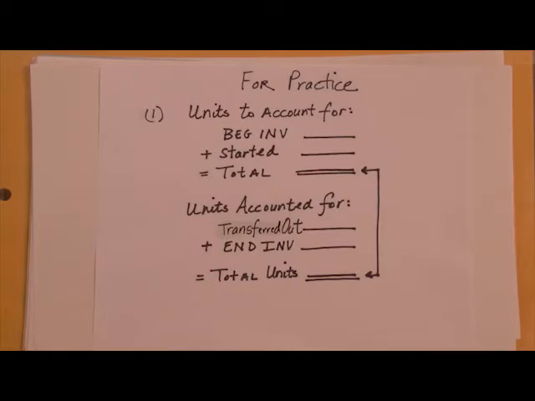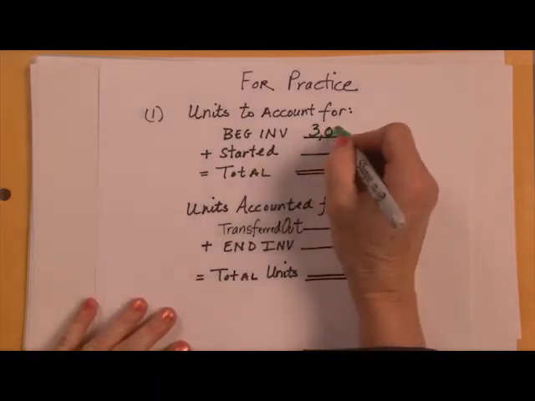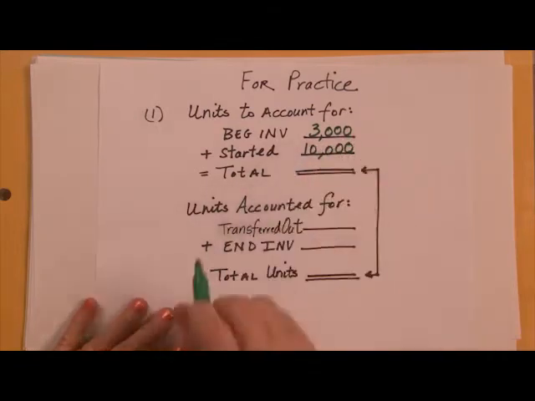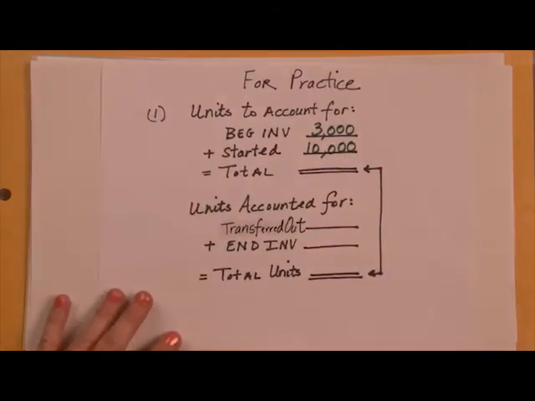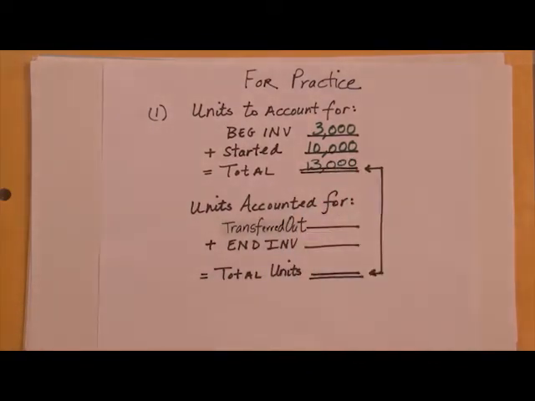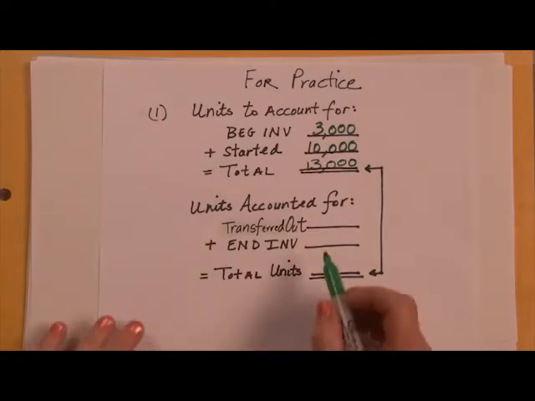What we're doing here is we are determining how many units we need to account for, and then in turn we're saying this is what happened to those units. We are going to look at where they went, in other words. We are given a beginning inventory of 3,000 units. We're told that 10,000 units were started this period. So this makes a total of 13,000 physical units to be accounted for. Let's look at what they tell us about where those units went.